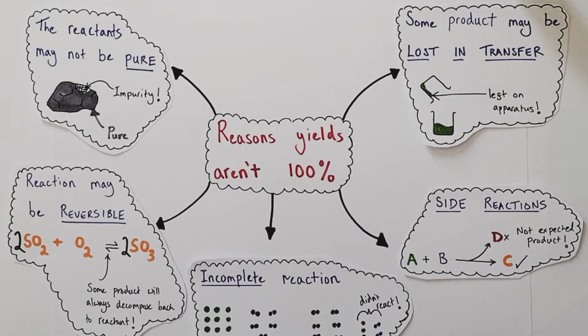And finally, reason 5, the reaction itself may be a reversible reaction, i.e. some of the product is always decomposing to reform the reactant molecules, therefore it is literally impossible to produce 100% yield in any reversible reaction.